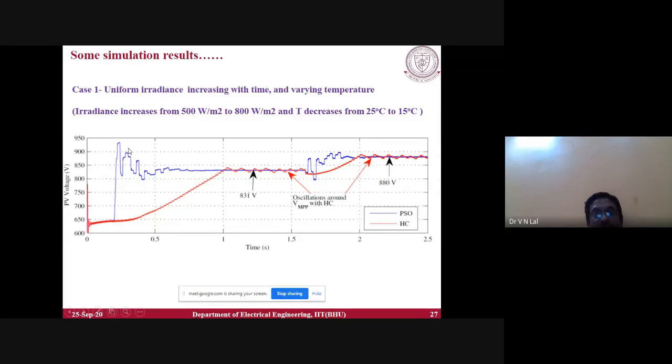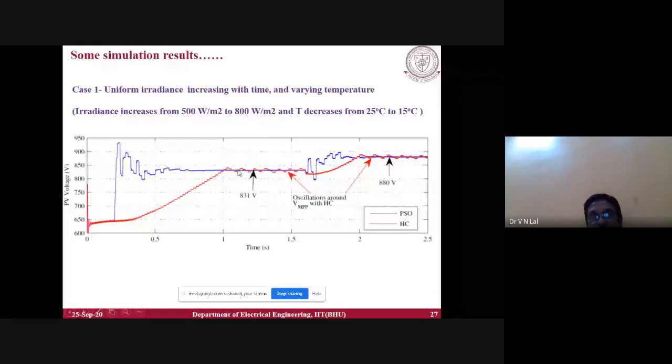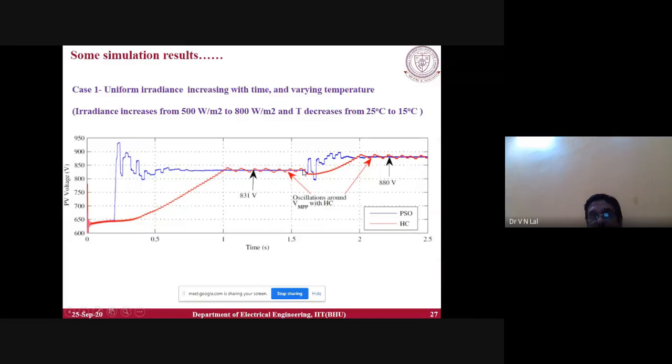Now with the PSO method, it started from here and it is tracked here, in 0.4 to 0.5 second, almost half the time. Within half the time it is searched with the PSO method, and moreover it has almost negligible oscillation. And what is happening with HC or P&O? It is having the oscillation.